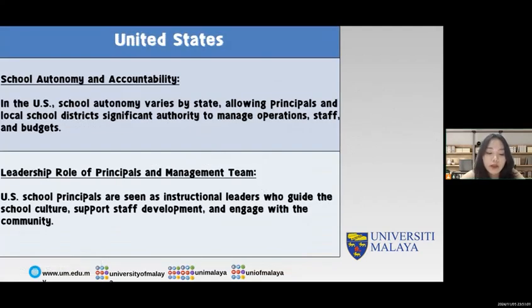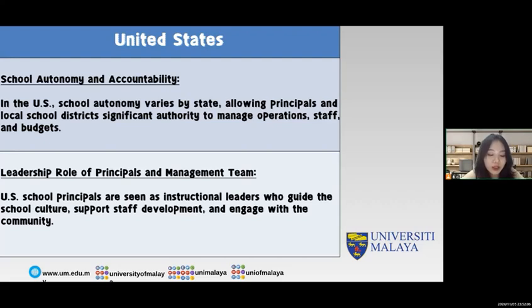So first, in the United States, school autonomy varies by states, allowing principals and local school districts significant authority to manage operations, staff, and budgets. This autonomy is balanced with accountability standards set by policies like the Every Student Succeeds Act. For instance, under ESSA, states implement their own accountability systems that may include performance-based evaluations of schools and administrators. For example, in Florida, districts use students' achievement data to assess school performance and make management decisions, while principals have discretion to adapt instructional strategies to meet local goals.